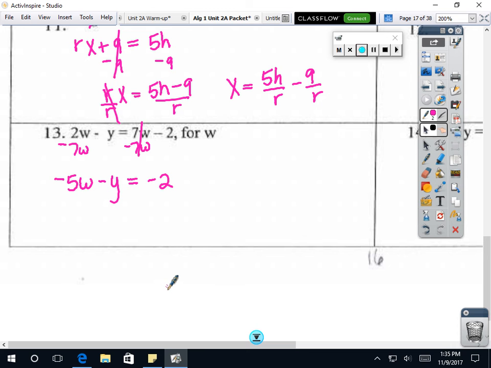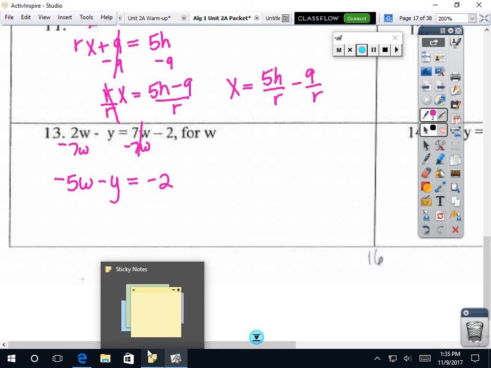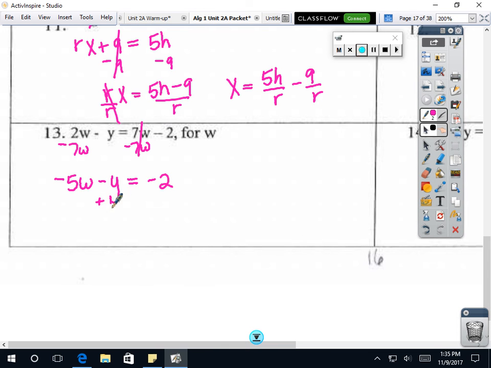Now to solve for w, what do we have to do next? Correct. Add the y. Those cancel, leaving -5w equal to -2 plus y. And now to solve for w, what do we do? Divide by -5. Those cancel, leaving w by itself.